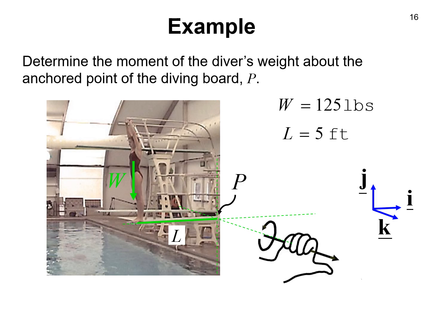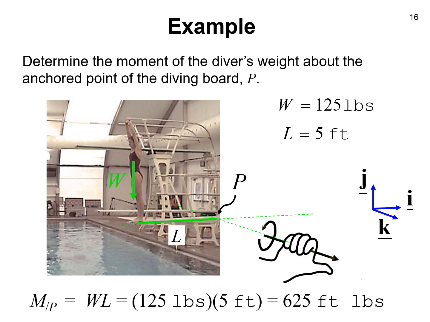And so I'm going to draw my right hand thumb and fingers around that axis. And the calculation is force times perpendicular distance. And notice that the distance from W to the point P is L. So I take 125 pounds multiplied by 5 feet, and I get 625 foot-pounds.